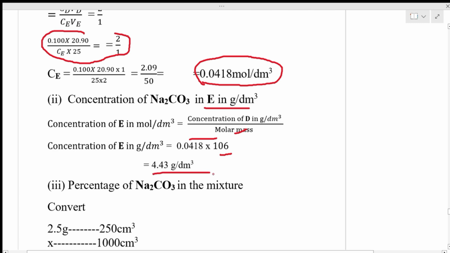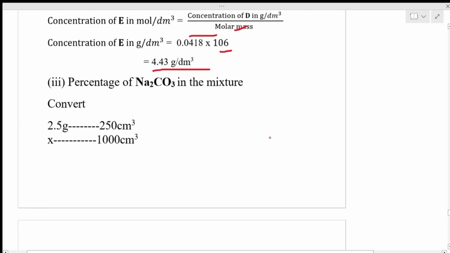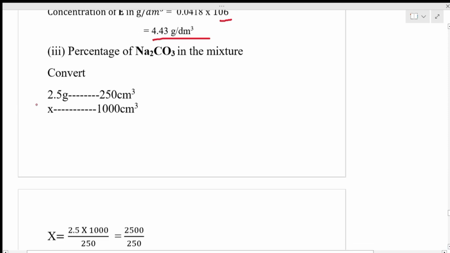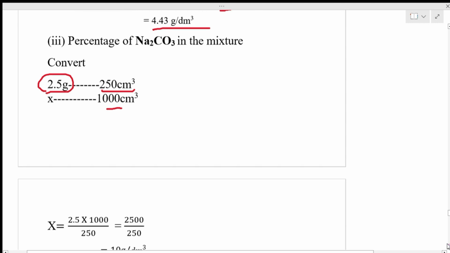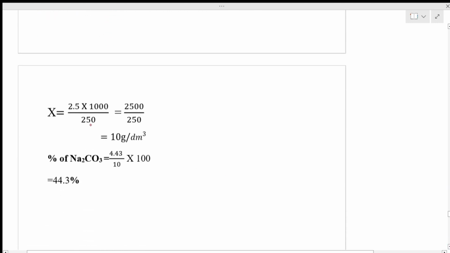Now, how do you calculate the percentage of Na2CO3 in the mixture? Remember, we have two components, Na2CO3 in Na2SO4. Okay, let's first of all convert the 2.5 given in 250 cmq to DMQ, to 1000. So converting that, when you do all of that, you get this value, 10 gram per DMQ.